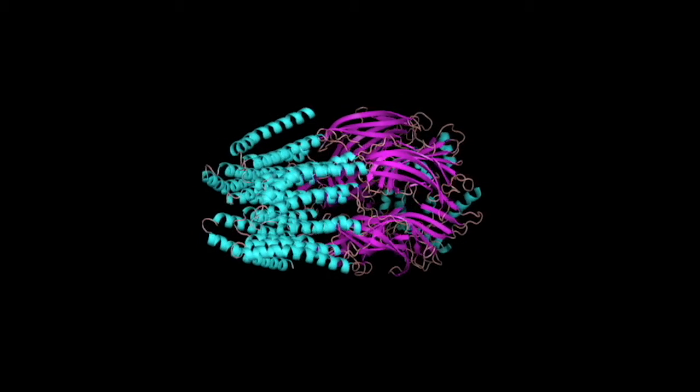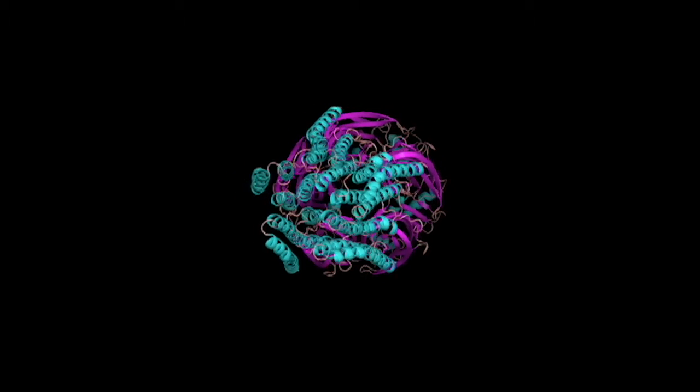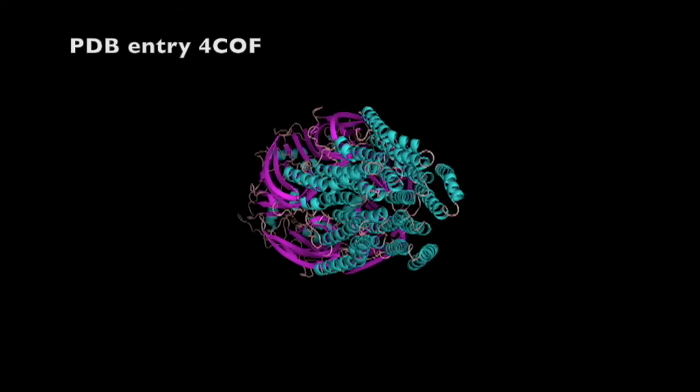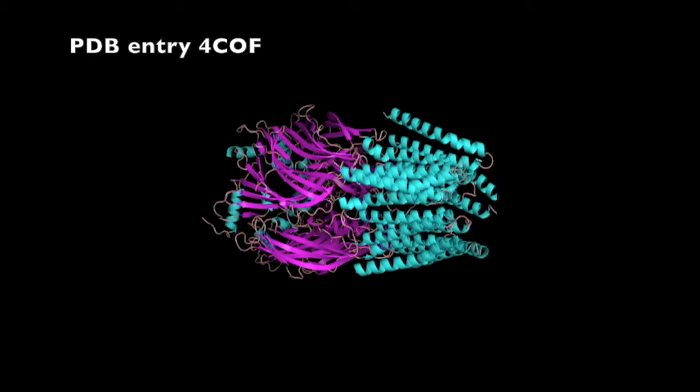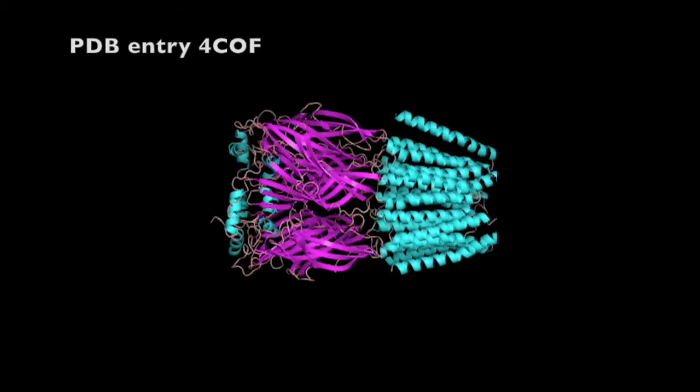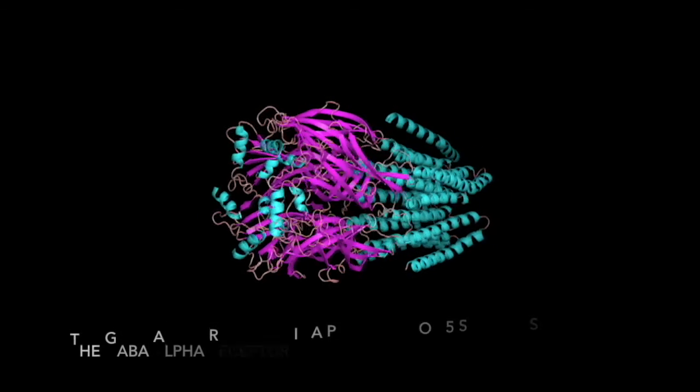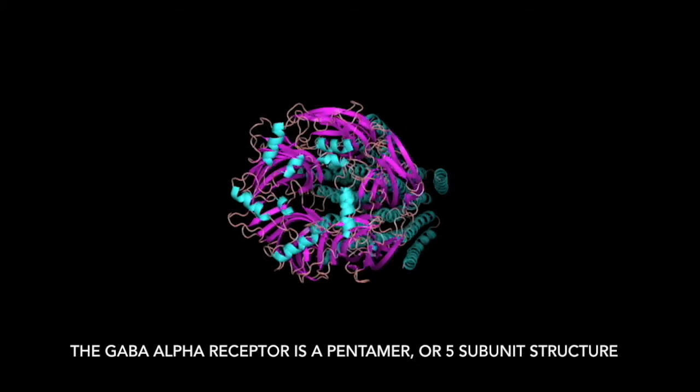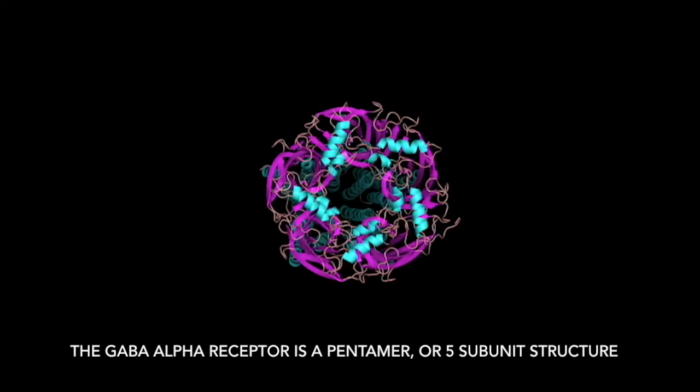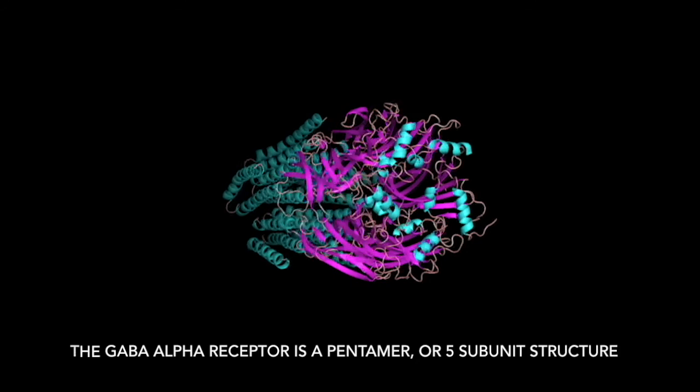This is a three-dimensional representation of the GABA alpha receptor. The file was obtained from the Protein Data Bank and rendered in PyMOL. It is colored by secondary structure, with alpha helices being teal and beta sheets being purple. It is an ion channel, which is a transmembrane protein and delivers signal across the membrane to cause activity in the cell.